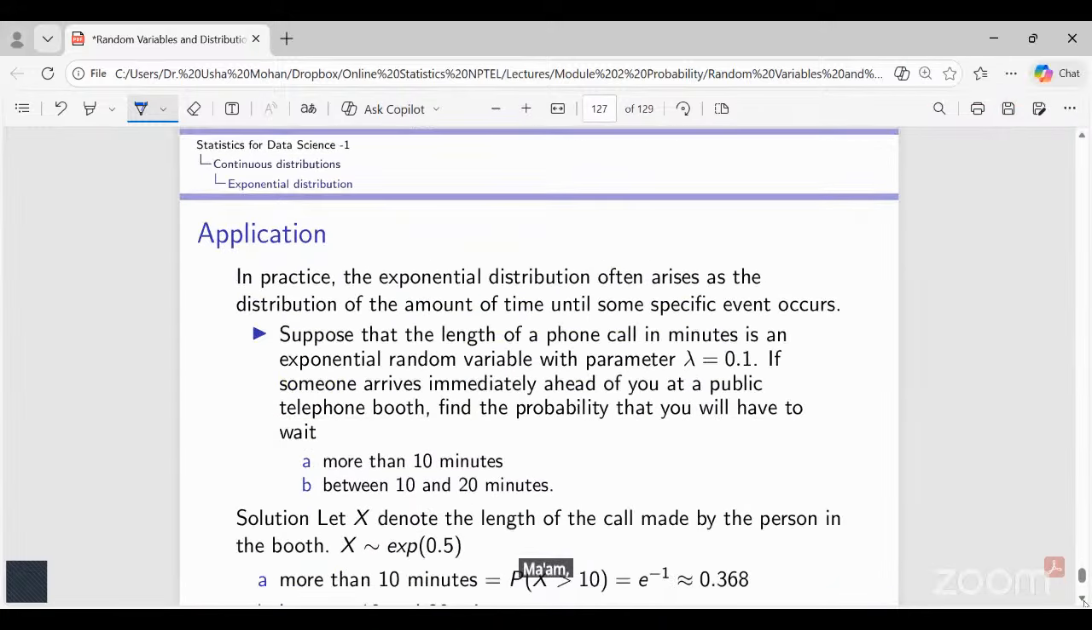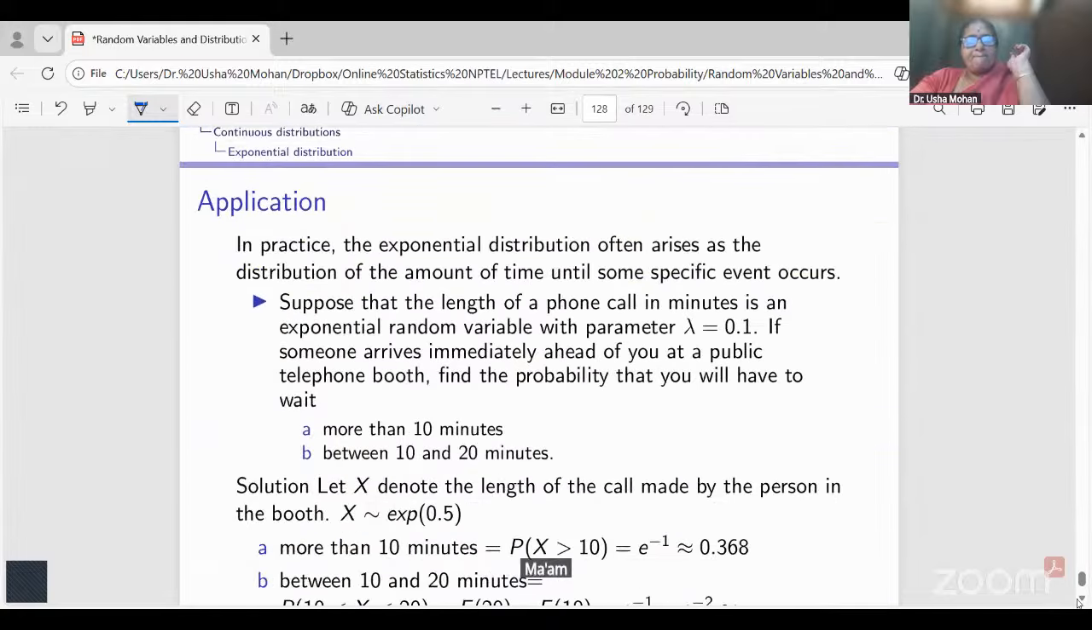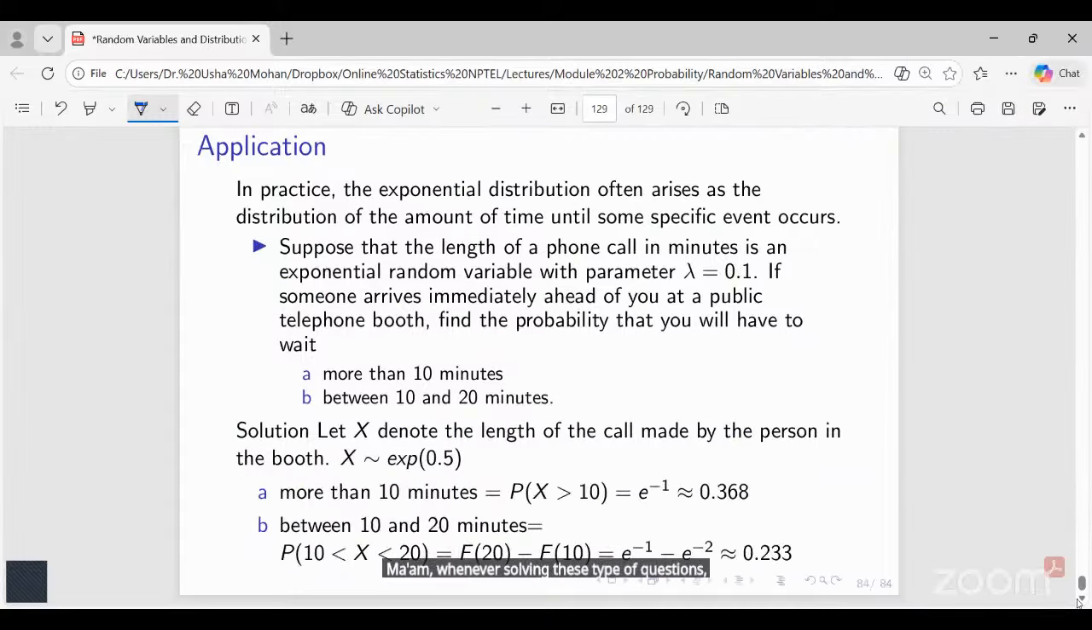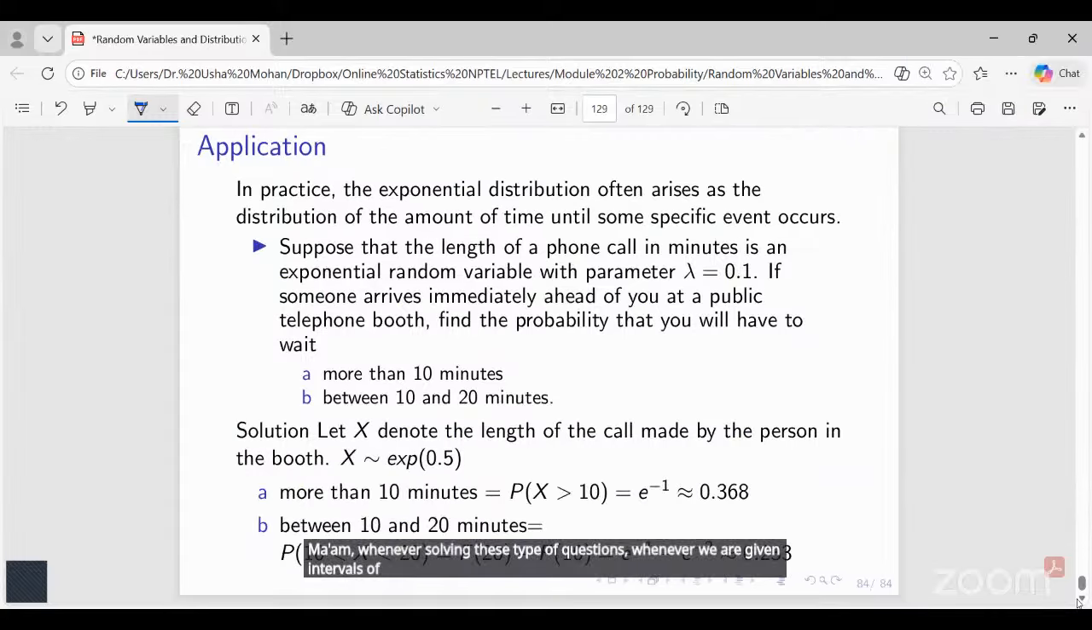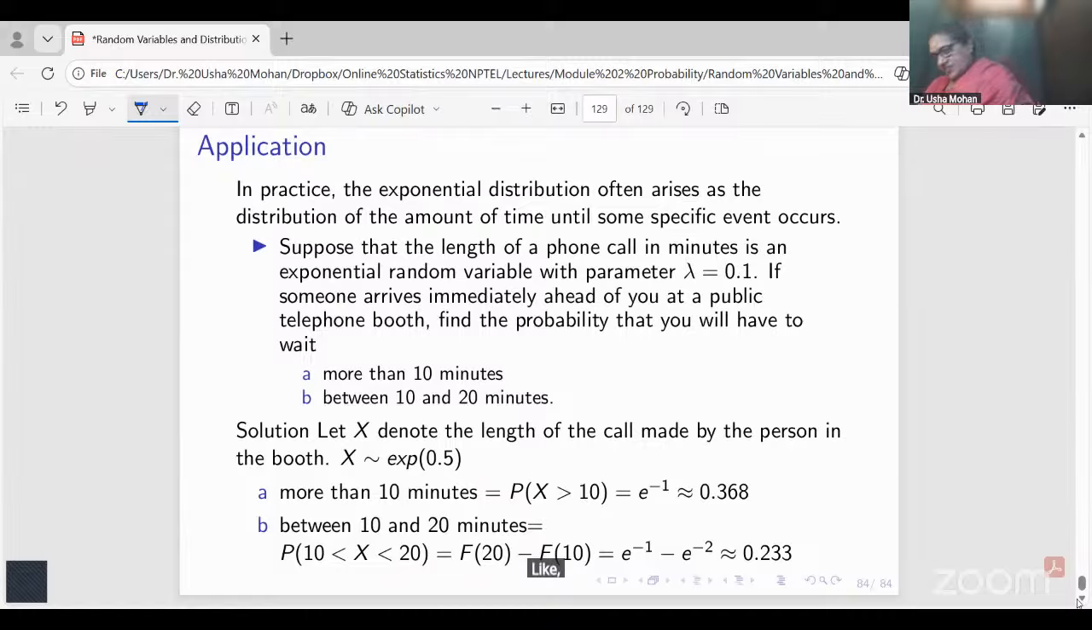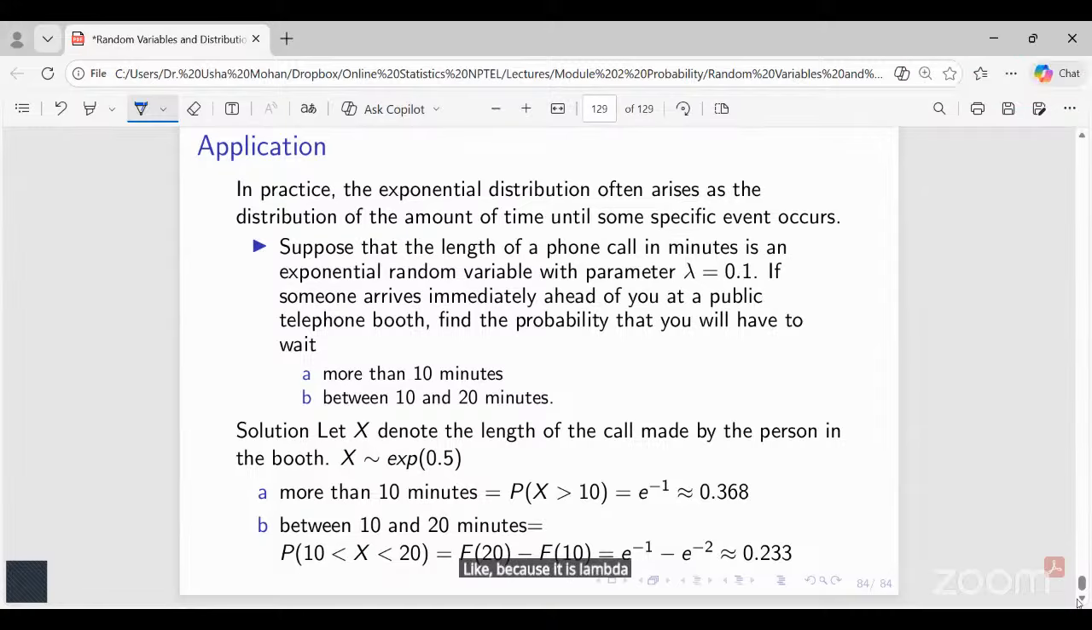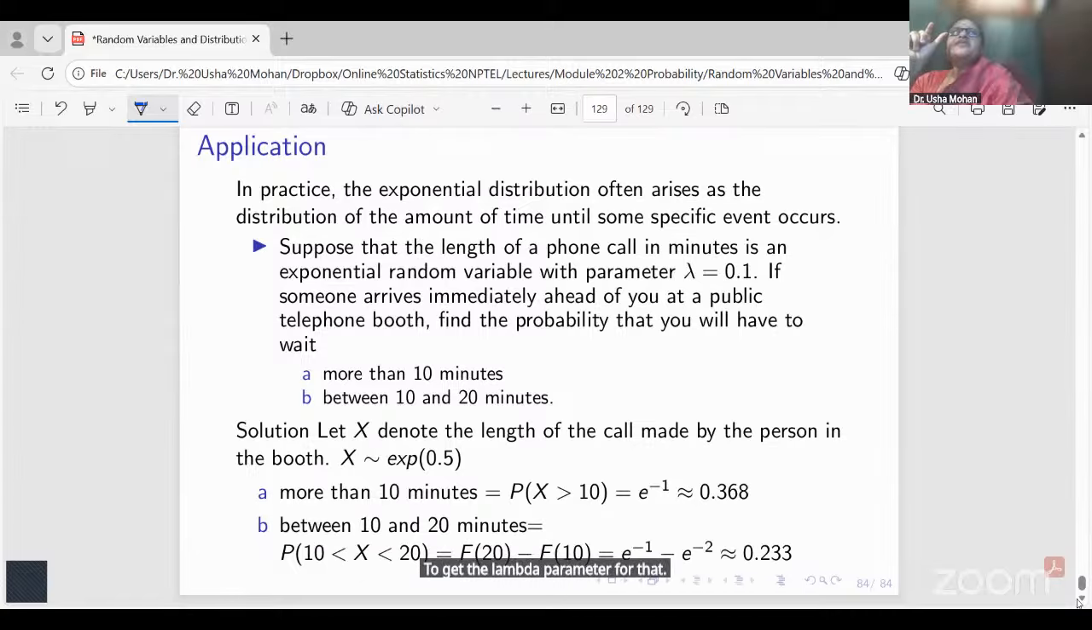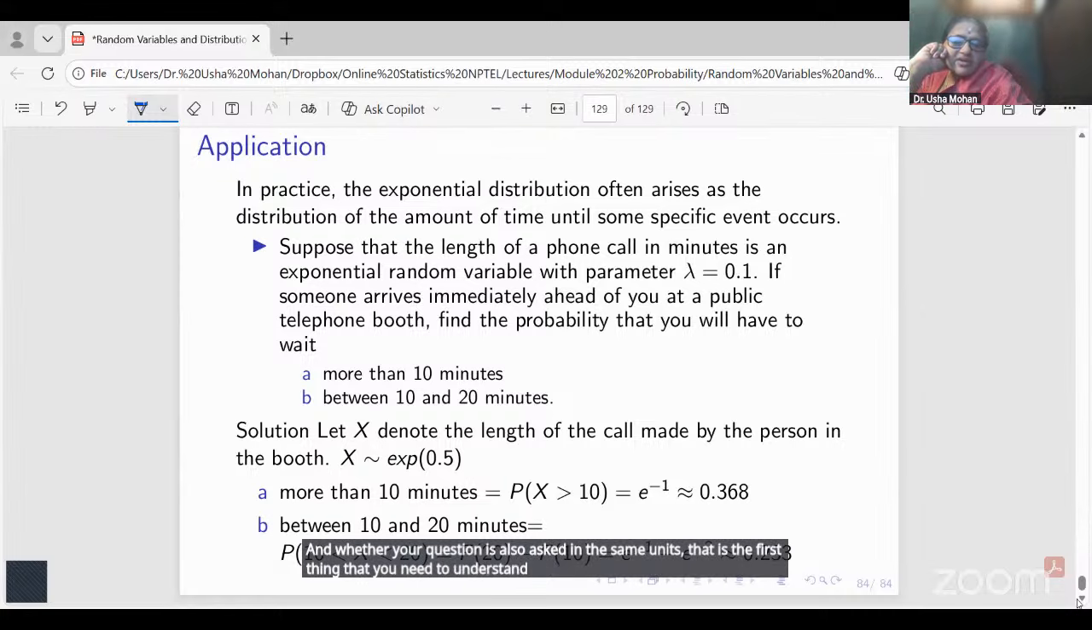Ma'am, I have one question in this type of questions. Whenever we are given intervals of 10, 20, 30, whatever, because it is lambda into x, we always have to multiply the parameter with the given interval to get the lambda parameter for that particular interval. It depends on whether your length is given in minutes or in hours, and whether your question is also asked in the same units. That is the first thing that you need to understand. Is that clear, ma'am?